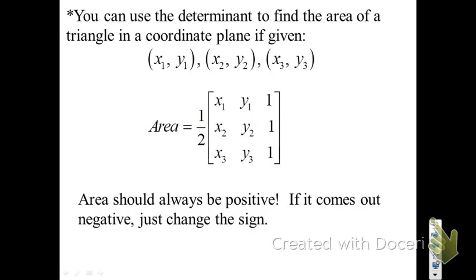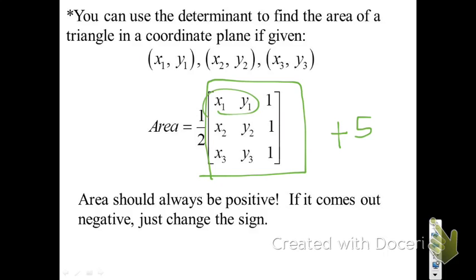Okay, area should always be positive. If for some reason when you take the determinant here, it comes out say a negative number, then you're just going to change that sign, and that could very easily happen depending on where the ordered pairs lie or the arrangement that you put them inside the matrix. So because we know that we're finding an area, we get to change the sign, and that's the only time you get to change that sign.